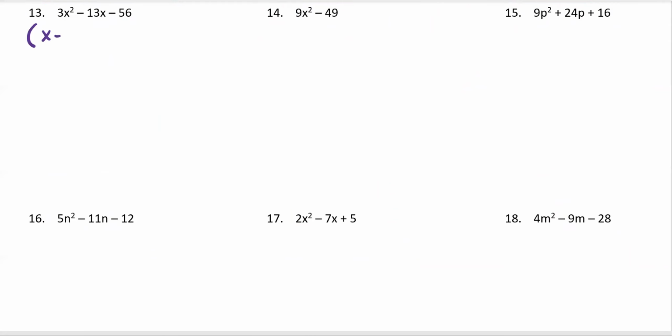Our factors are x minus 7 and 3x plus 8. Number 14 is a difference of perfect squares. 3x minus 7, 3x plus 7.